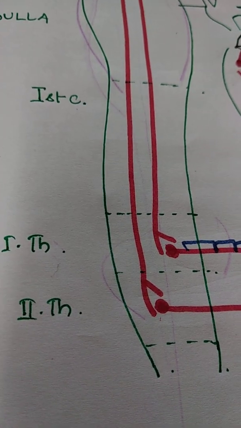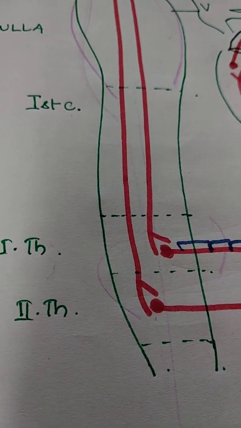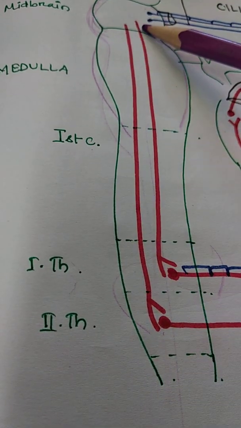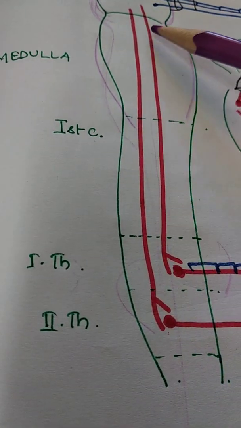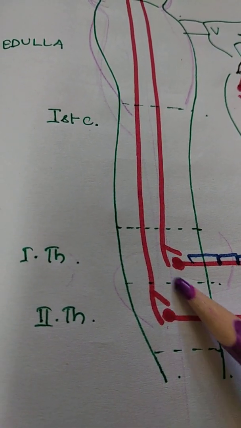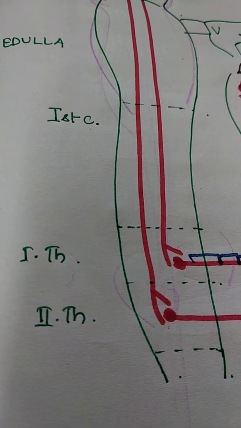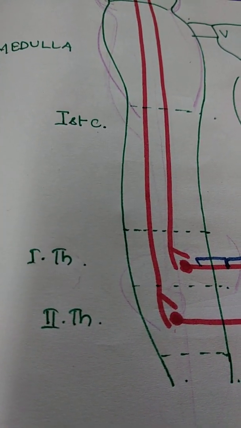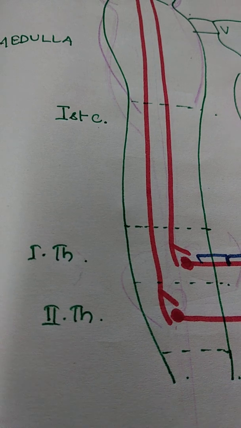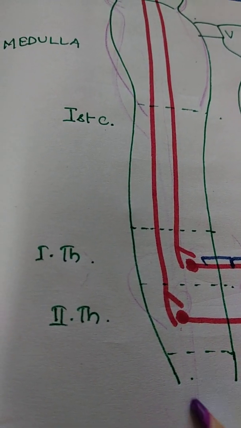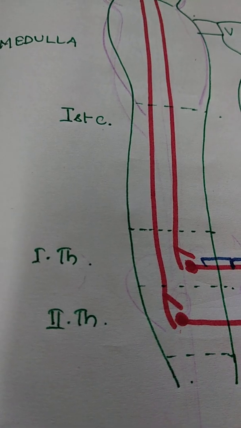What is a ganglion? Ganglia are groups of nerve cell bodies outside the central nervous system. You can see that there are no ganglia in the central nervous system except some nuclei. Here are some nuclei which are present in the central nervous system. The group of nerve fibers inside the central nervous system is called nuclei, but the group outside the central nervous system is called ganglion.